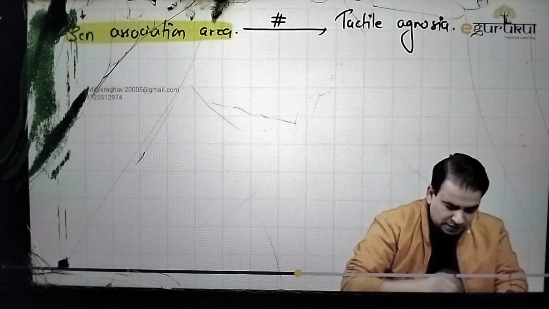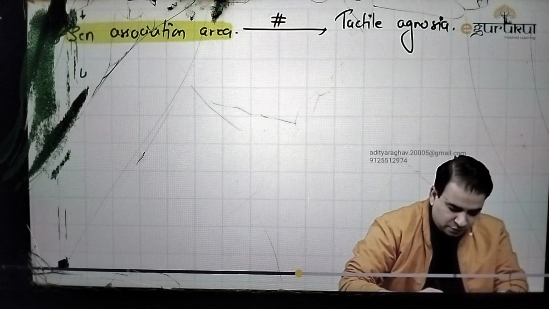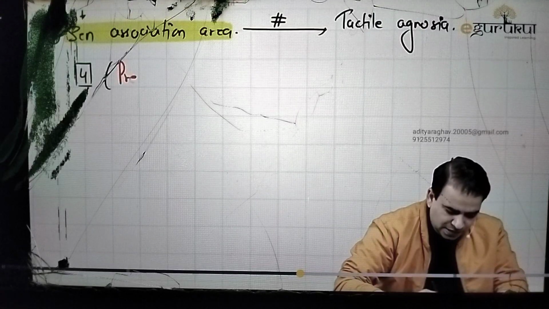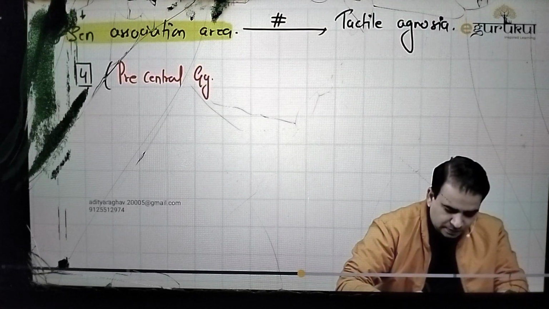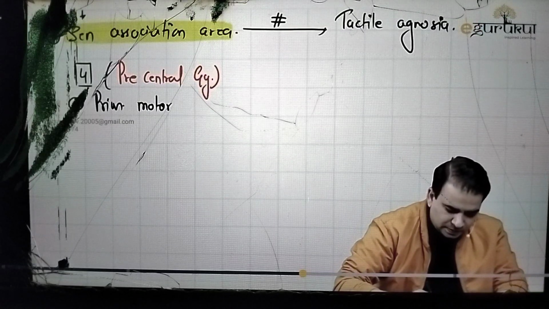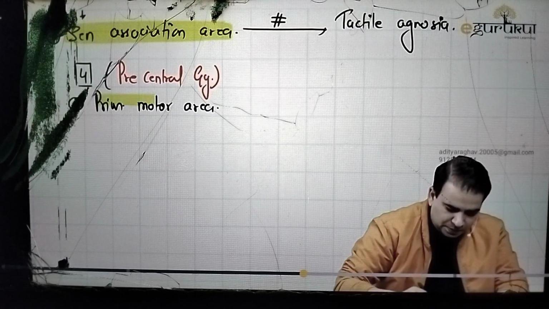Then coming in front of the central gyrus, we have area number 4. Very, very important. What is the location for area number 4, guys? That is present in the pre-central gyrus. Area number 4 is in the pre-central gyrus, and this is the primary motor area or primary motor cortex.